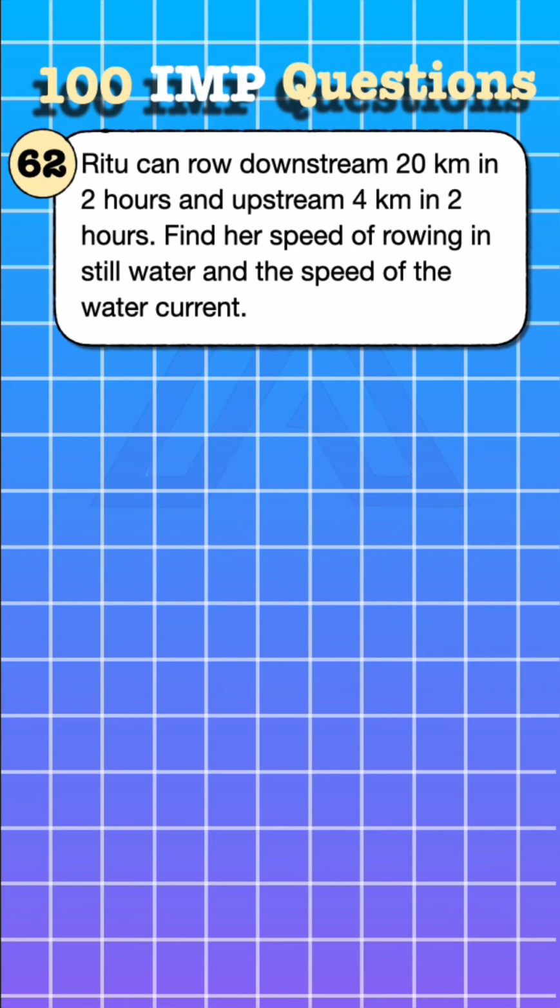Question number 62. Ritu can row downstream 20 kilometers in 2 hours and upstream 4 kilometers in 2 hours. Find her speed of rowing in still water and the speed of the water current.